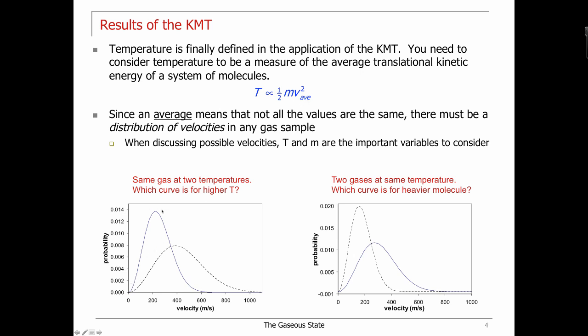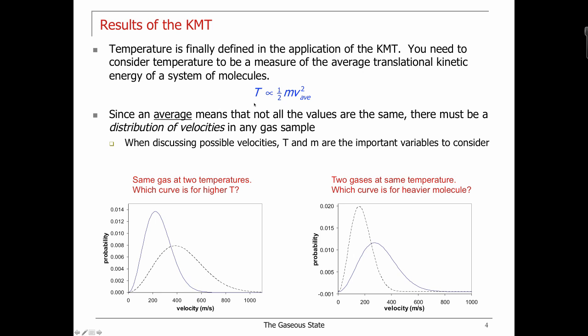So when we look at this curve here, here's a curve called a Maxwell-Boltzmann distribution. And this Maxwell-Boltzmann distribution, by the way, is my favorite graph because it explains so many things in science. But here's the distribution, this solid line of a gas at one temperature. Here, the dotted line is also the curve for a gas at a different temperature. So this is the same gas at two different temperatures. Which curve do you think is the higher temperature?